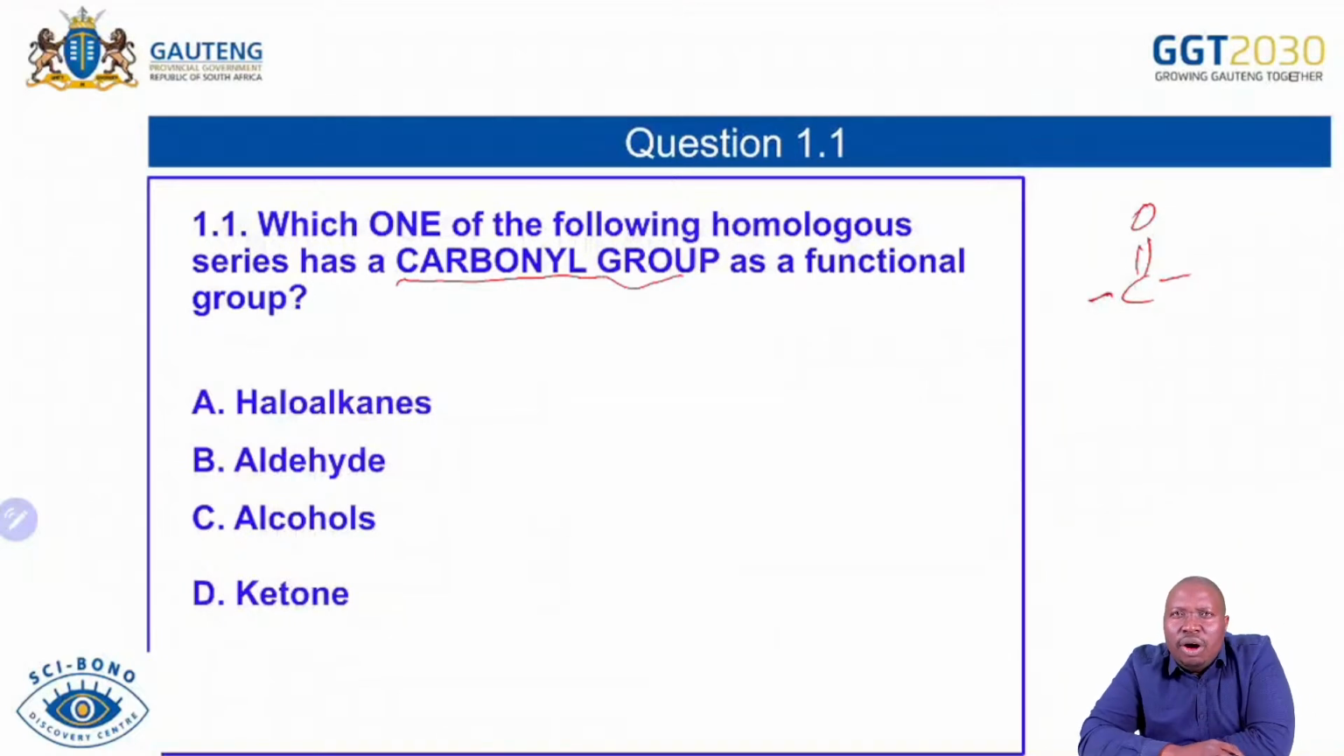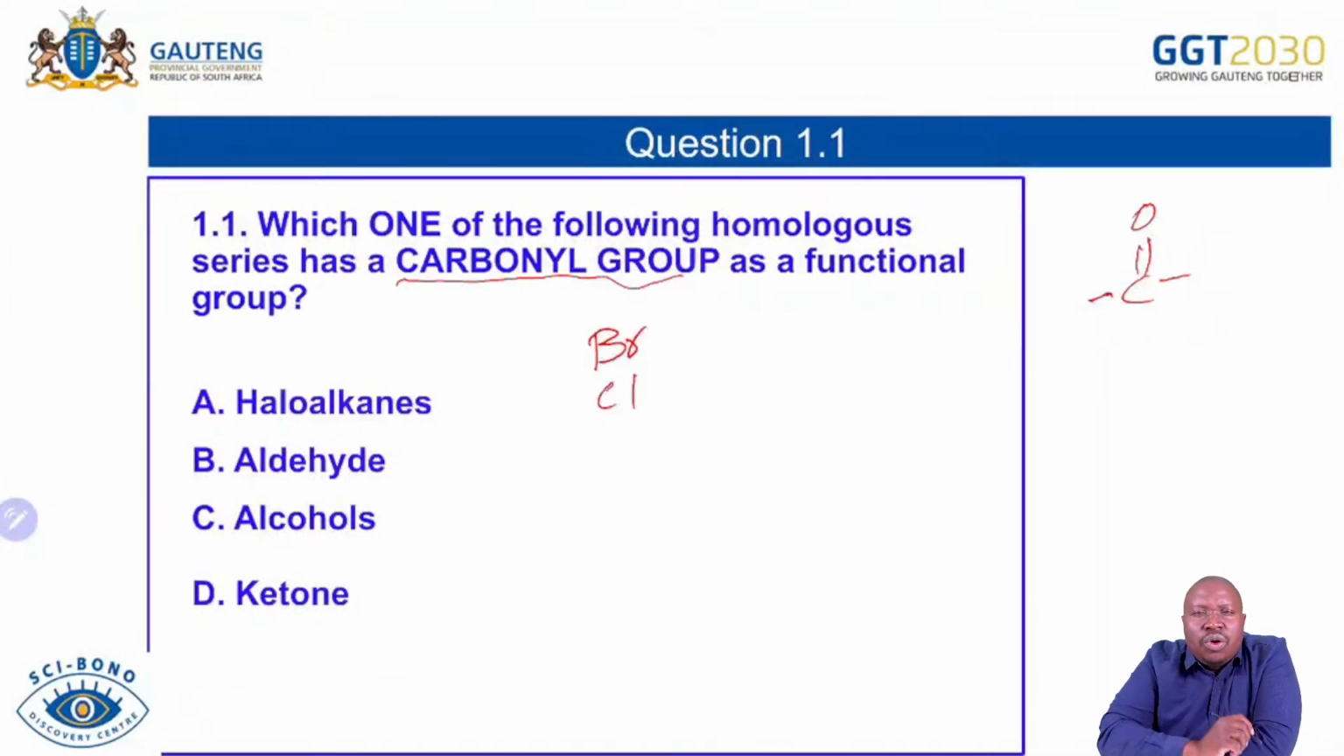Look at the first one, option A. We are given haloalkanes. Strictly, haloalkanes are those group 17 elements. For technical science, we only focus on bromo and chloro. So you will know that this cannot be a carbonyl group because we have the halogens. So that cannot be the answer. A is not the correct answer.